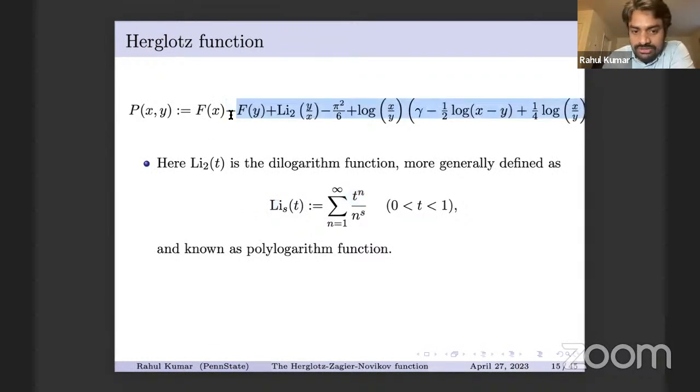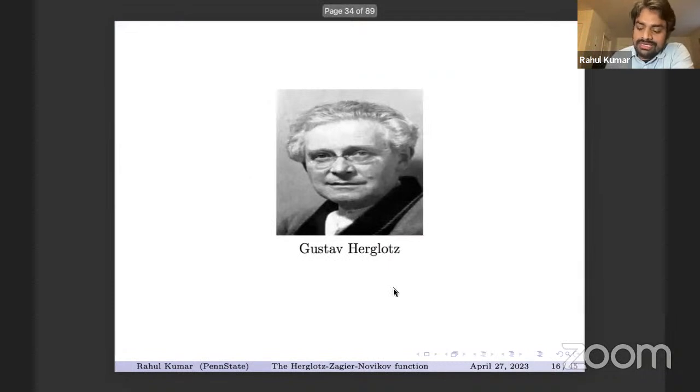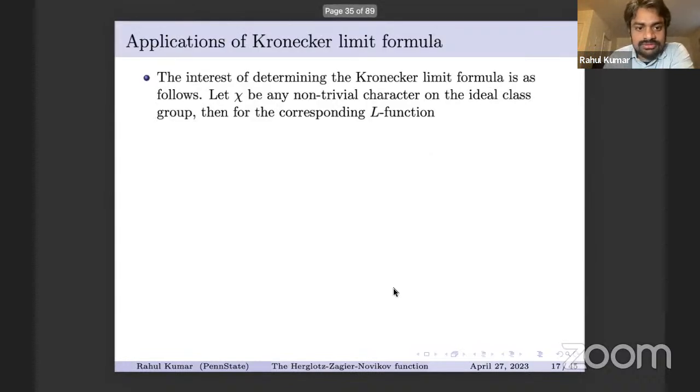And this f(x) function is known as the Herglotz function, which can be defined by the following infinite series, where you have psi(nx) minus log(nx) over n, and your x can be in the slit complex plane. On this slit complex plane, this Herglotz function is a well-defined and analytic function. This function is named after the mathematician Herglotz. It was named the Herglotz function by Radchenko and Zagier in their recent paper, but later some authors call it the Herglotz-Zagier function, because Zagier was the person who realized the importance of this function. We will discuss it in coming slides. So up to now we have seen the Kronecker limit formula. This problem is interesting in itself, but not only that, it has many non-trivial applications as well.